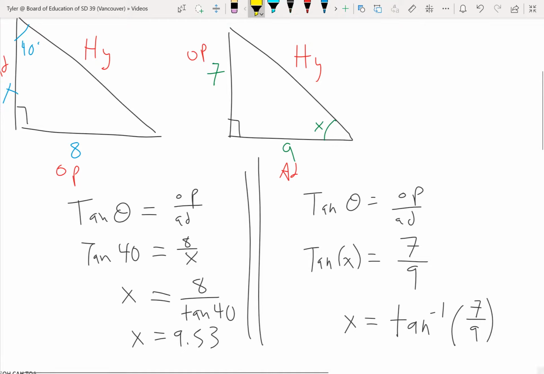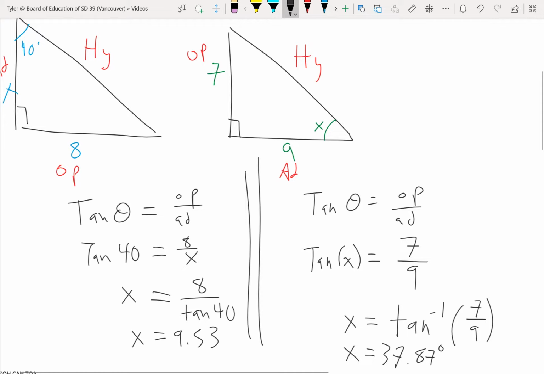Make very sure that you put these numbers into brackets, because if you don't, you'll probably do inverse tan of just 7, and that'll be wrong. It needs to be the inverse tan of 7 over 9, which is like 0 point something. It's a decimal. So when I put that in my calculator, I get x equals 37.87. And this is an angle, so I'm going to write degrees.